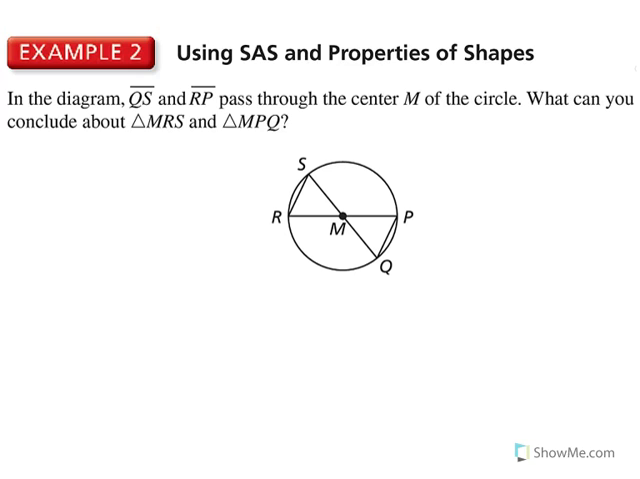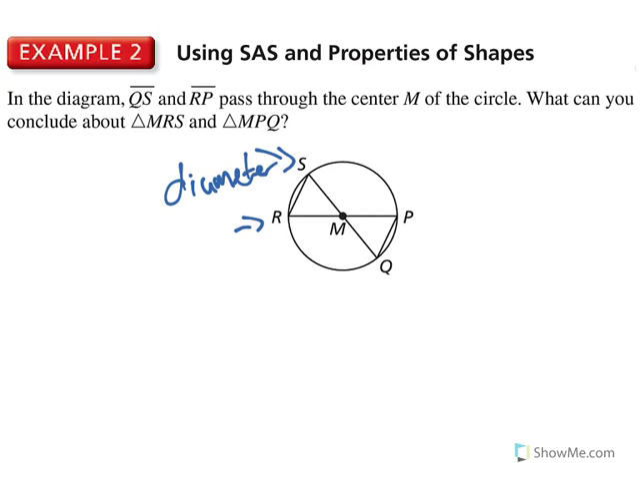So now let's look at example 2. Example 2 tells us that QS and RP pass through the center M of the circle and asks us to make a conclusion about the triangles MRS and MPQ. If these two segments pass through the center of the circle, that would mean they are both diameters. RP would be the diameter of the circle, and so would SQ.